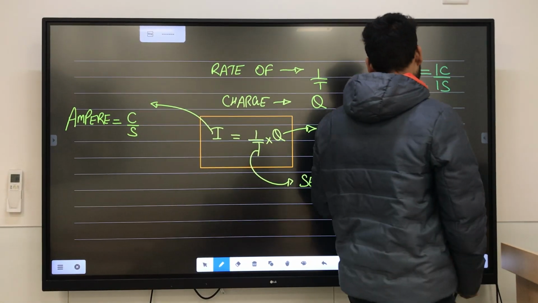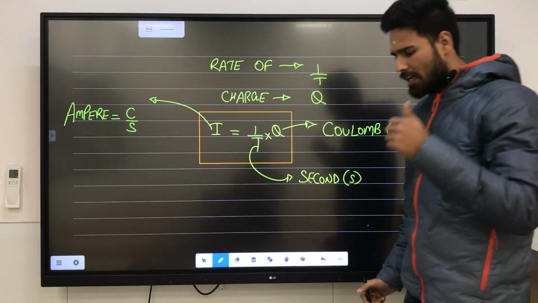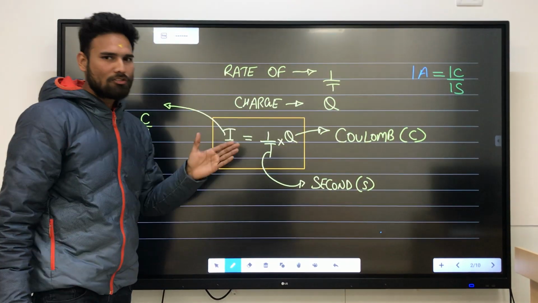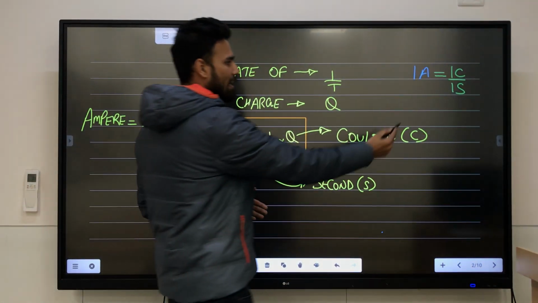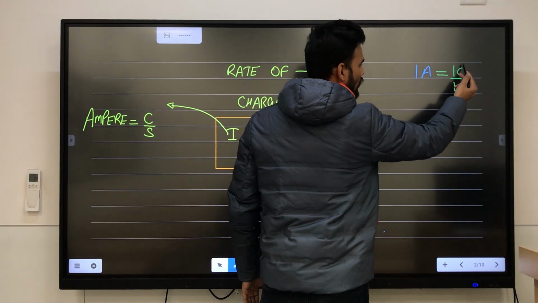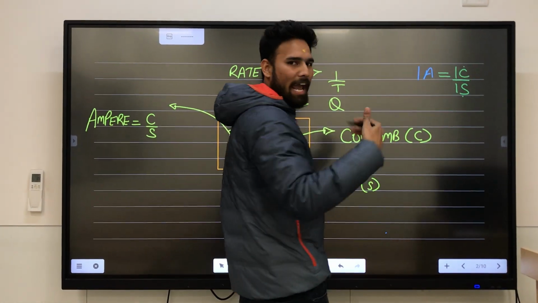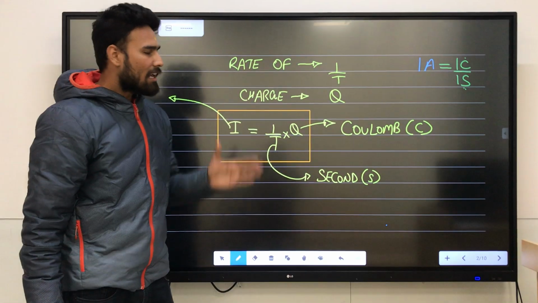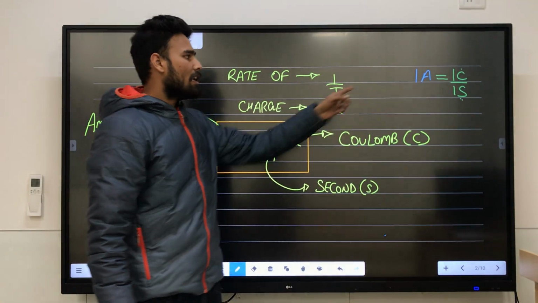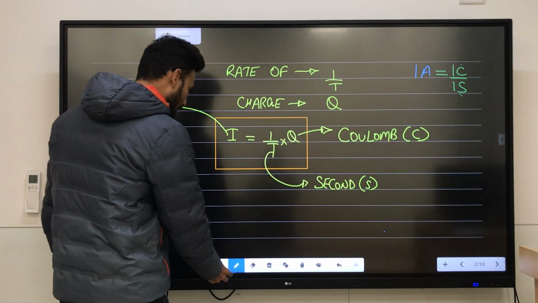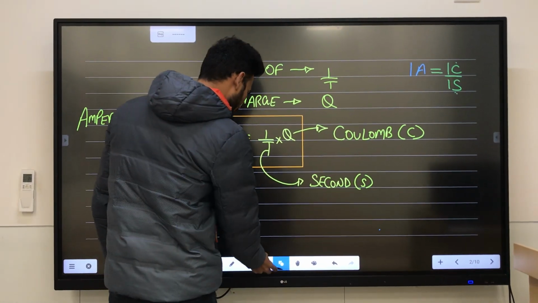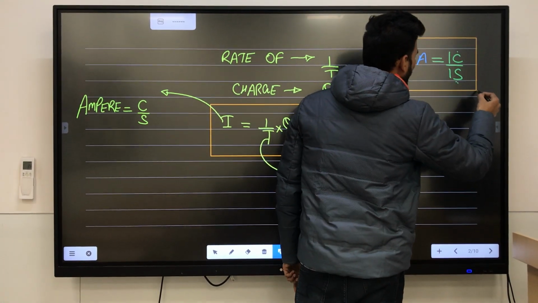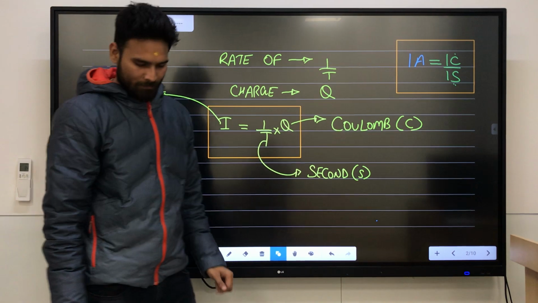So how can we define it? If 1 coulomb of charge is flowing through any cross section of a conductor in 1 second, then we can say that the current flowing through that conductor is 1 ampere. So it will be the definition of 1 ampere: that 1 ampere is defined as 1 coulomb per 1 second.